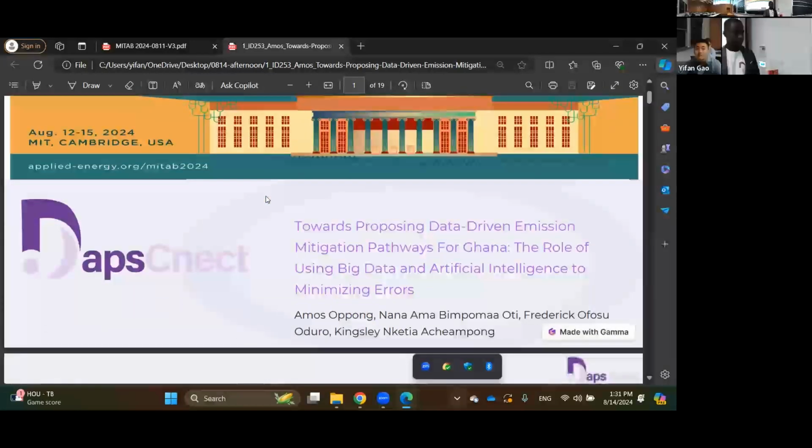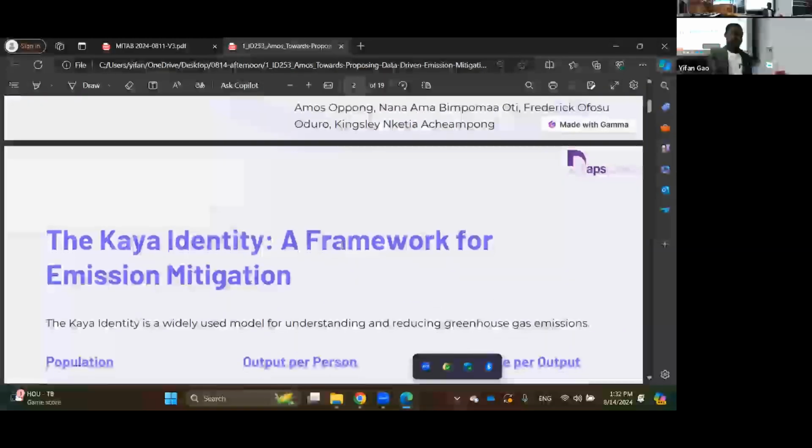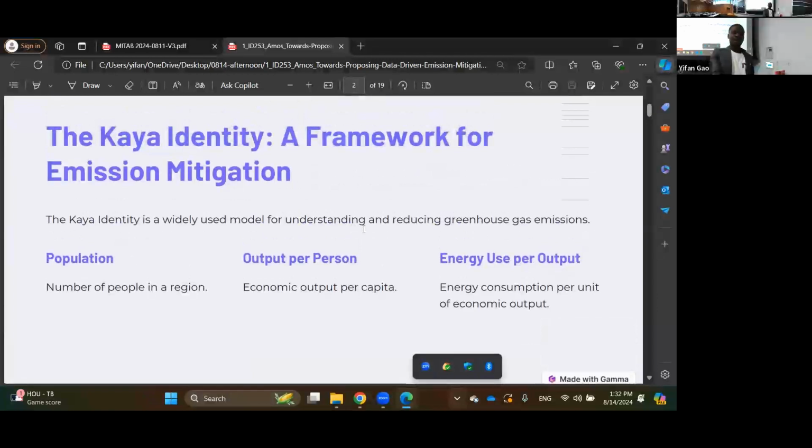Okay, let's go. Hi, everyone. I'm Amos, and I represent this institution, LabsConnect here, and that's the t-shirt that I'm wearing. We are working on data-driven AI models for energy and climate transition modeling. I am from Ghana, and in various African regions, we do have issues with data.